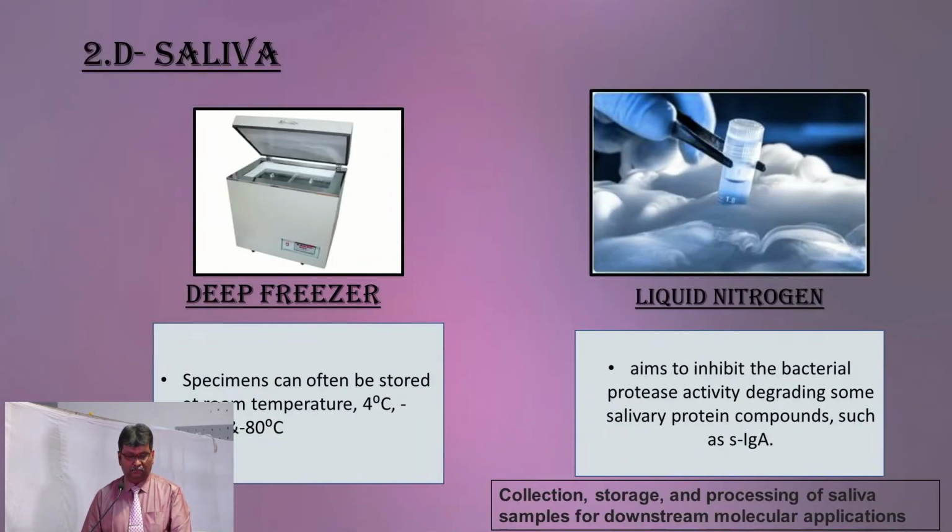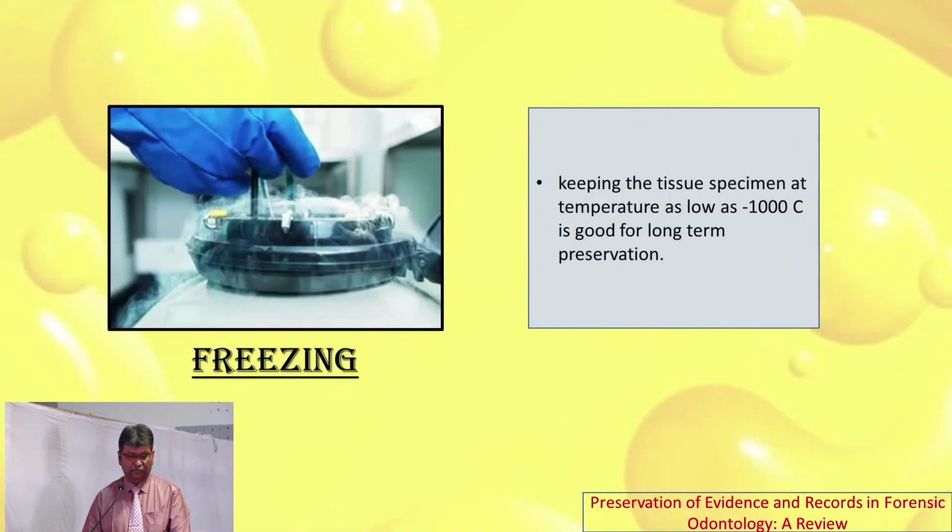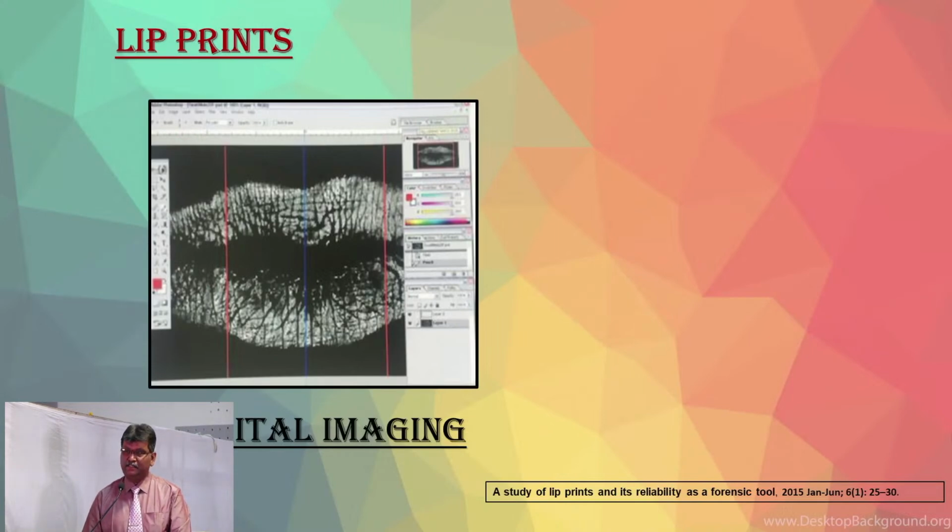There is also a wire span and a deep freezer, where we can store these particular teeth for a longer time at different temperatures. And this is propolis. This is a common one that you consider as a storage medium. The saliva. Saliva is more important at the time of a crime scene. So we keep samples in deep freezers and liquid nitrogen.